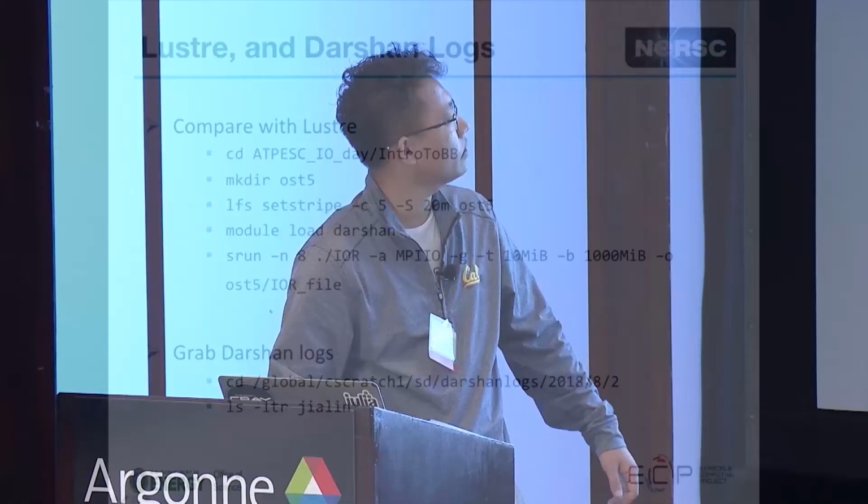And then I want to specify the stripe size, 20 megabytes. And this is the directory name. This is the directory I want to change the striping configuration for. And you don't have to do anything for Darshan, because on Cori, Darshan is loaded by default, unless you unloaded it. So then you can run the job there and exercise the performance on this Lustre file system.